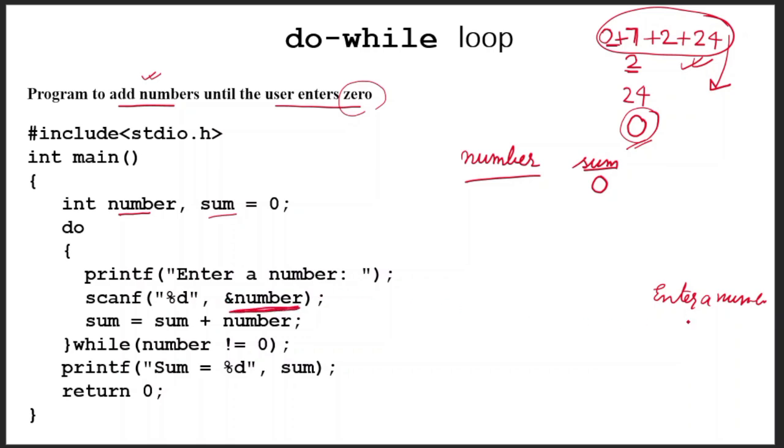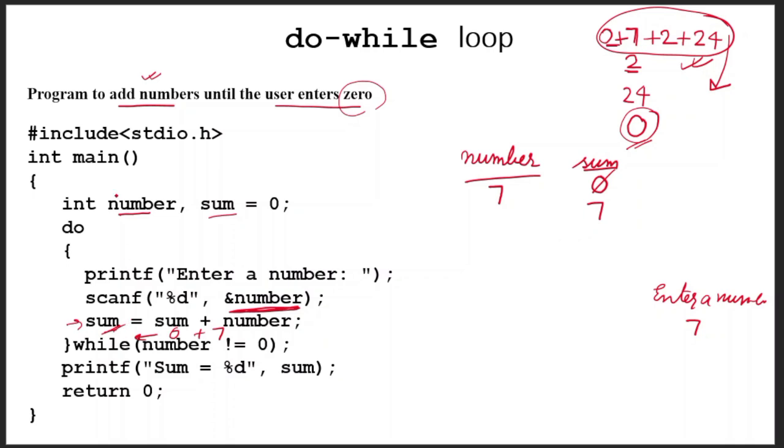So suppose the user enters 7. That 7 is stored in the variable number. Now the next line is sum is equal to sum plus number. So 0 plus number, 7, is stored in your sum. 0 plus 7 is stored in sum.